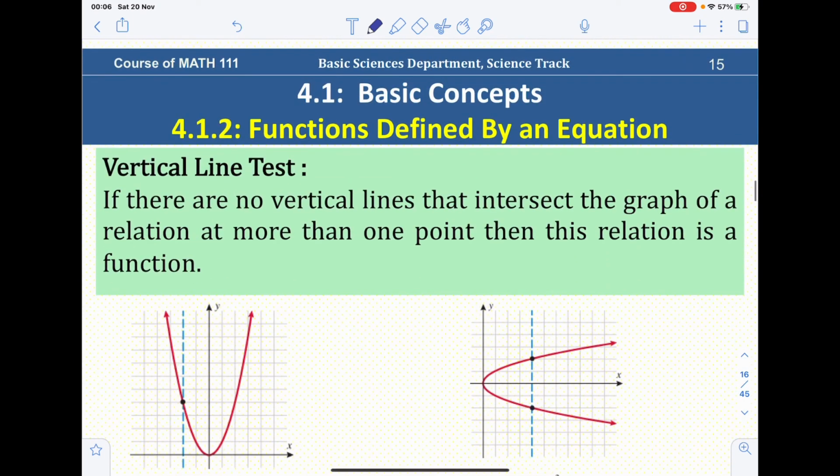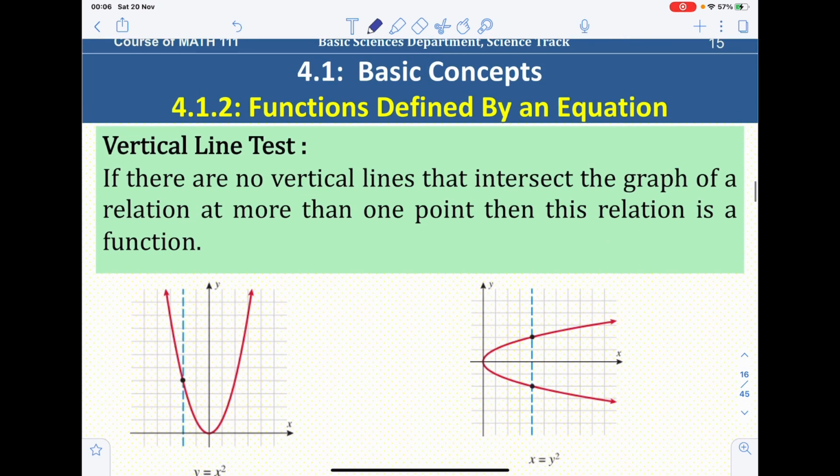Okay. Now we have another test to find out whether a relation is a function: the vertical line test. What does the vertical line test have to do with equations? If we draw a vertical line on the graph, as you can see over here, we can see that the vertical line intersects the graph in exactly one point. In this case, we can say that this one is a function.